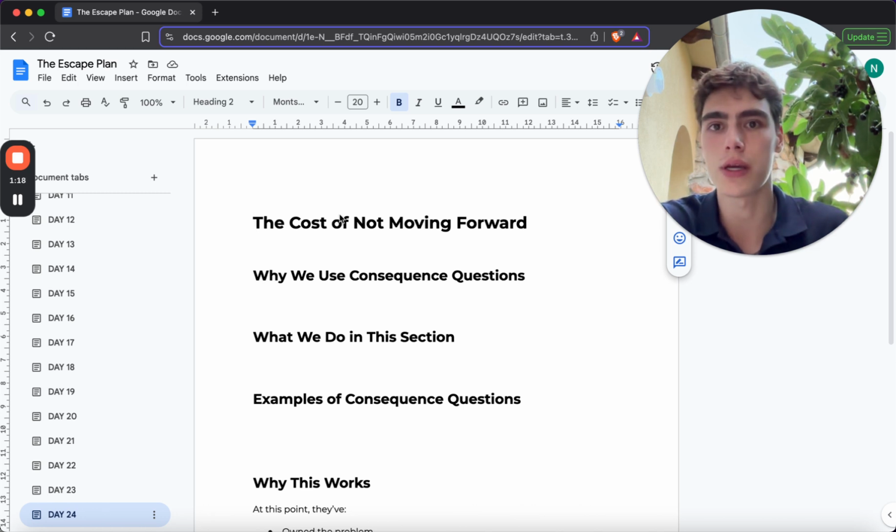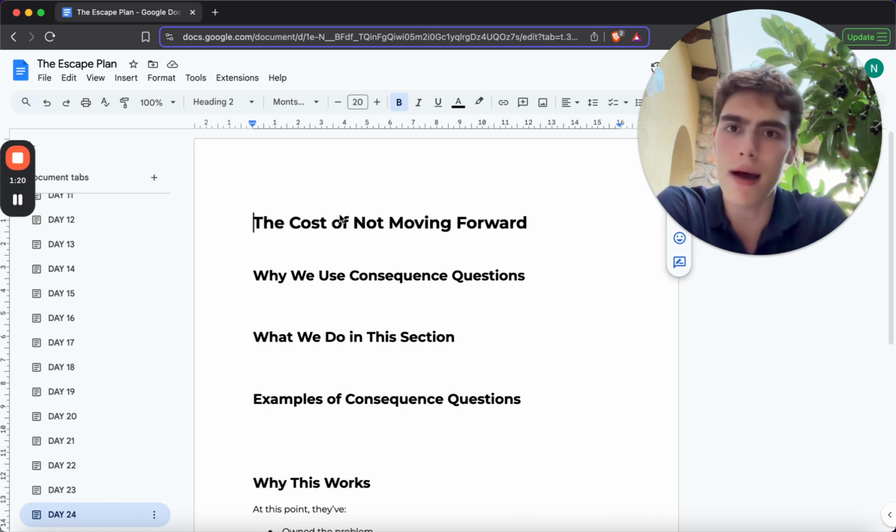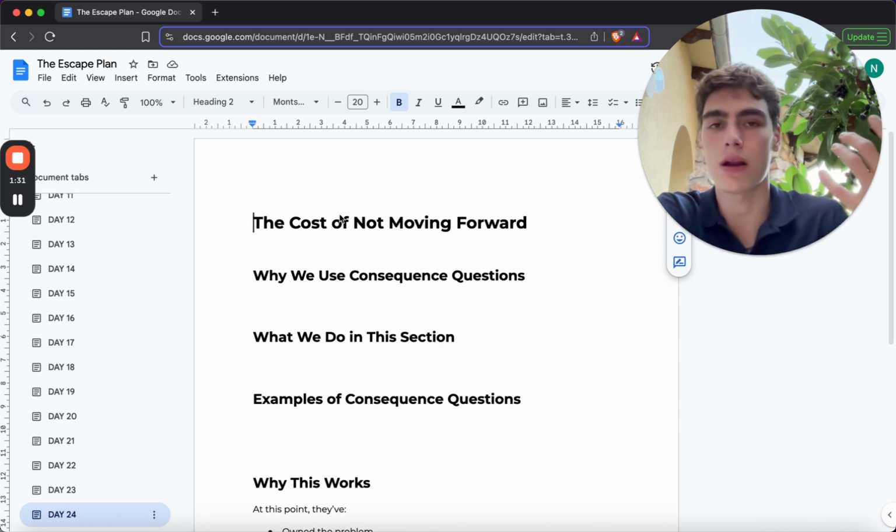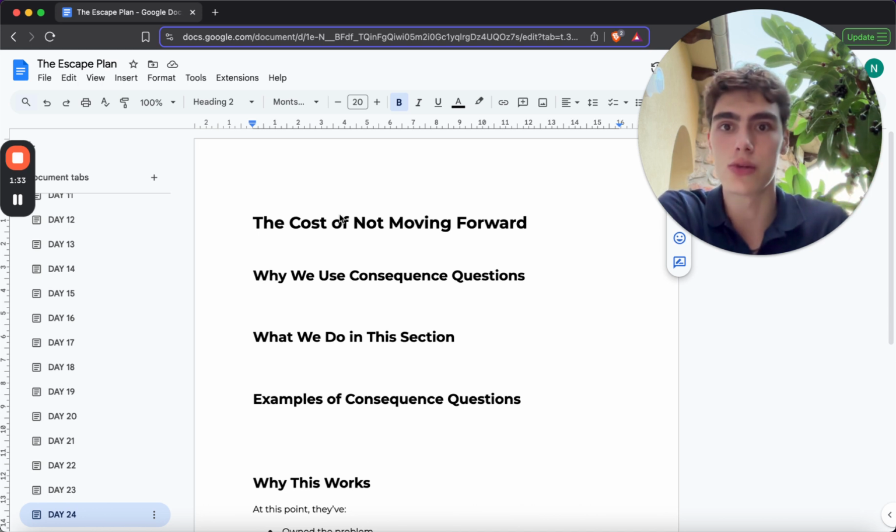Because what we're doing here is helping the prospect realize that doing nothing is a decision they can take, and that decision has a cost. So we're making them very clear on that, and making them very clear on that is going to help them make a decision. So why do we use the consequence section?